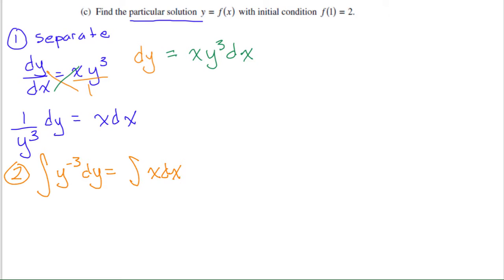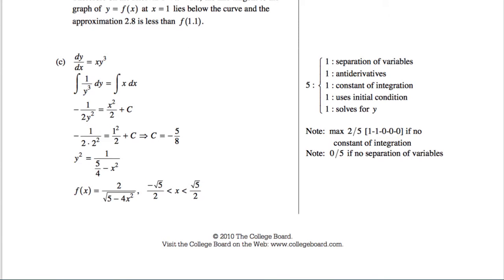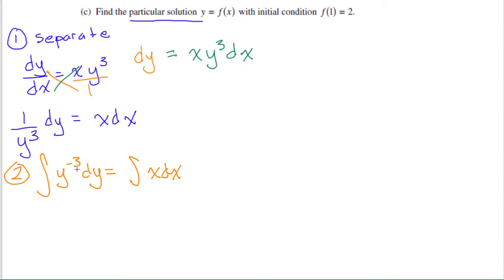Maybe. Let's look at the solution guide. Nope, you have to actually do the antiderivative. So taking the antiderivative of y to the negative 3 goes up a power, so it's now y to the power of negative 2, divided by negative 2.